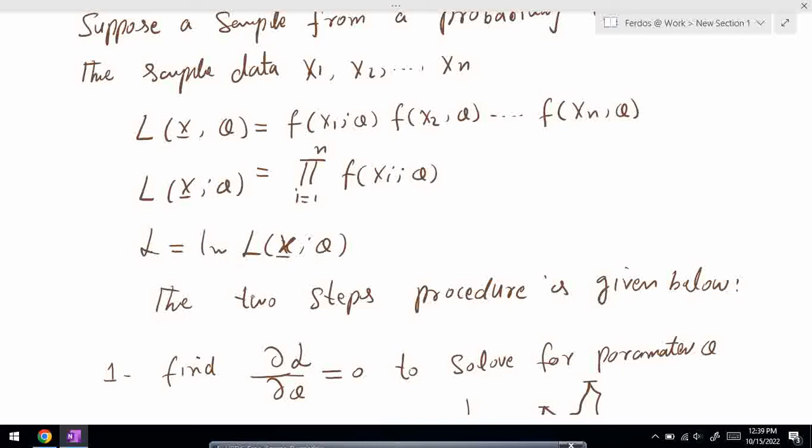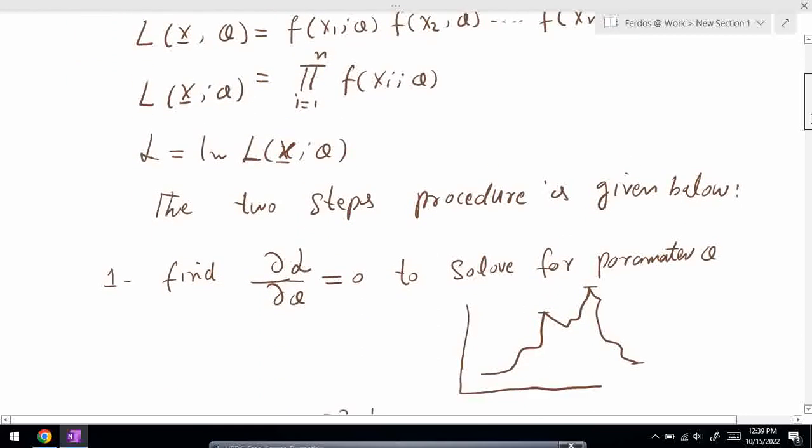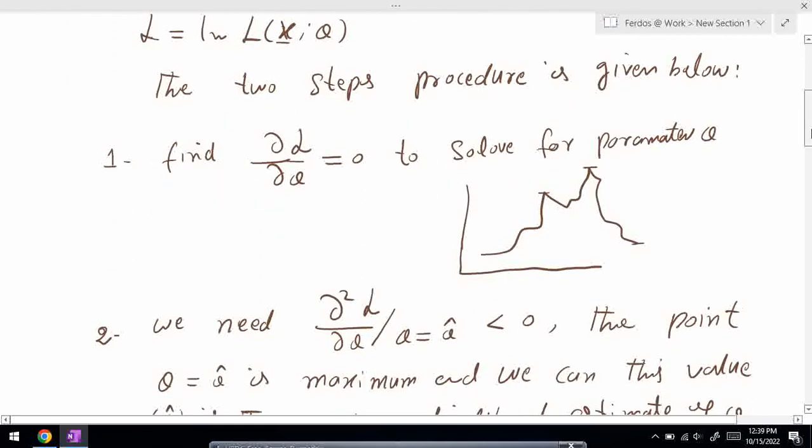The difference between the joint distribution and the likelihood is that in the likelihood function, you observe the data. There is a two-step procedure to calculate the maximum likelihood estimate, or the MLE. The first step is to calculate the partial derivative of the log likelihood function. Remember that the log likelihood function and the simple likelihood function give you the maximum value at the same point. We take the natural log just to simplify the function.